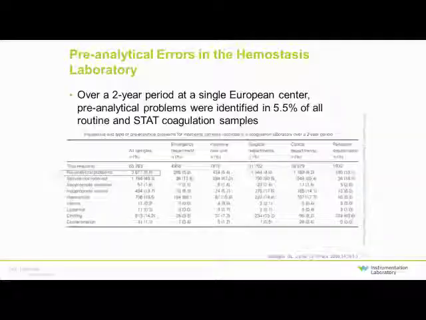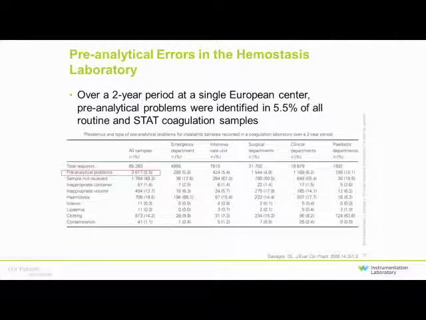So specifically in the hemostasis laboratory, there's been a publication, a study at the University of Verona, which is a large hospital, 750 beds, that looked at 2 years of errors in the laboratory. So pre-analytical problems were identified in 5.5% of all routine and stat coagulation samples. However, one of the things you may notice, but it is small in this print, is that the most frequent error was actually not receiving the sample. So once you exclude those, of the samples received, pre-analytical problems accounted for over 60% of their laboratory errors. So that's what's been demonstrated in the hemostasis laboratory.